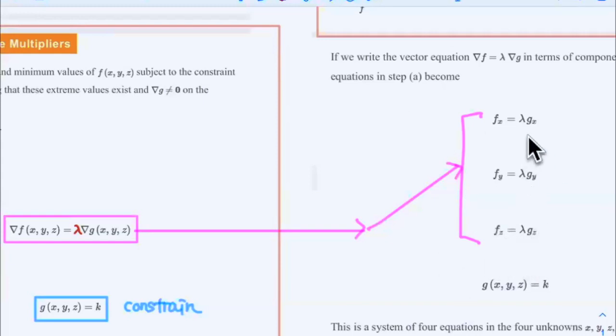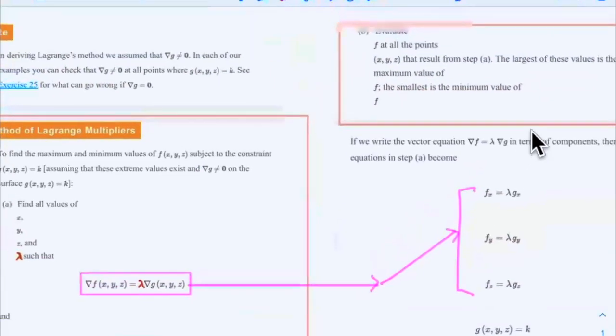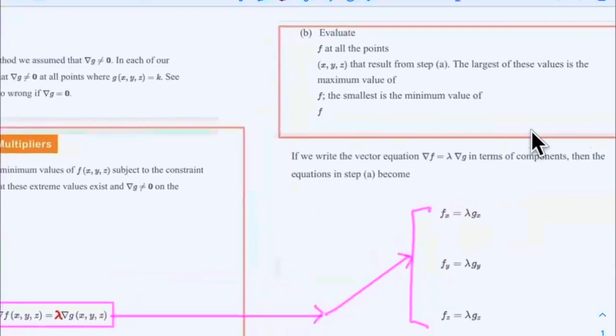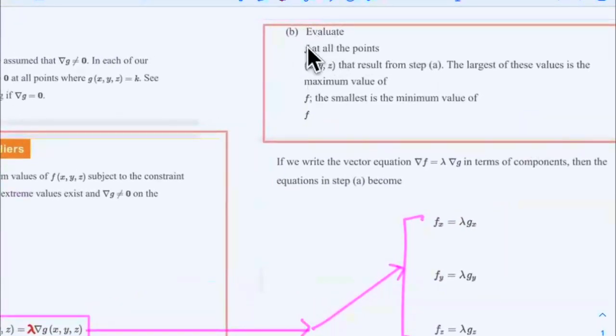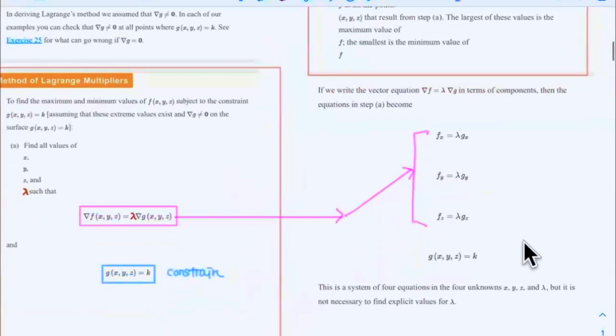A lot of the time it's not necessary to find lambda, and all we care about is x, y, z, because as you can see, in the second step you find the x, y, z and then evaluate the function value at those points. So sometimes it's not necessary to find lambda, but focus on x, y, z. Any questions so far?